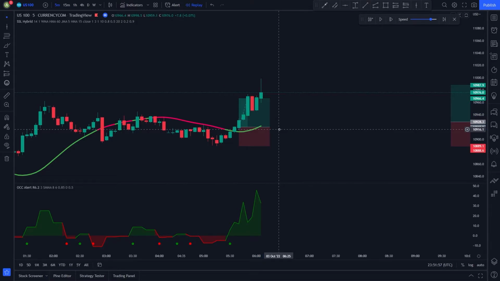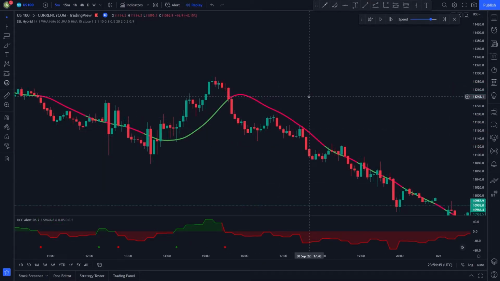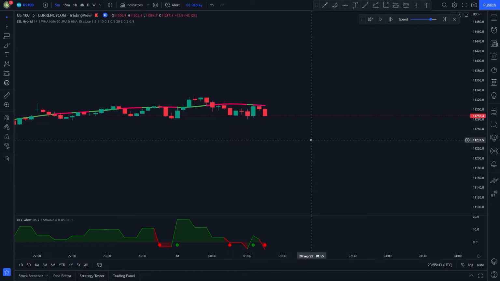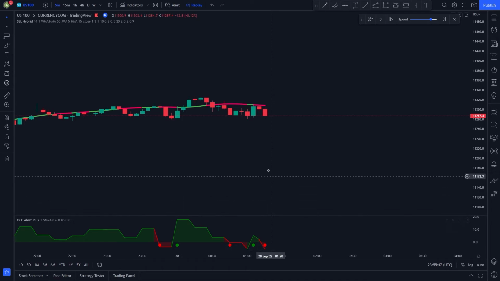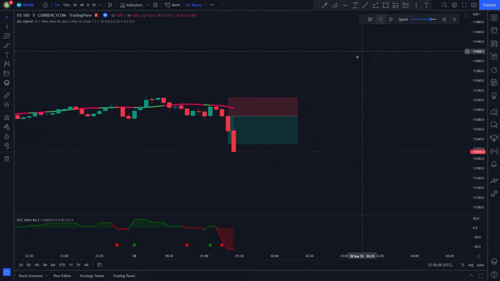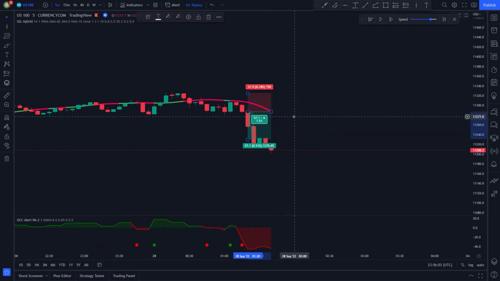Now I will explain the rules to entering a short position. The rules for entering a short position are the opposite. We need a short signal to be issued by the OCC indicator. We need the SSL hybrid to be colored in red, and we need the price to be trading under it. In this example, all our conditions are met. The OCC indicator gave us a short position signal, the price is trading under the SSL hybrid, and the line is red, so we enter a short position. We set our stop loss at the recent swing high and we set our take profit at 1.5 times the risk. This was another profitable trade.